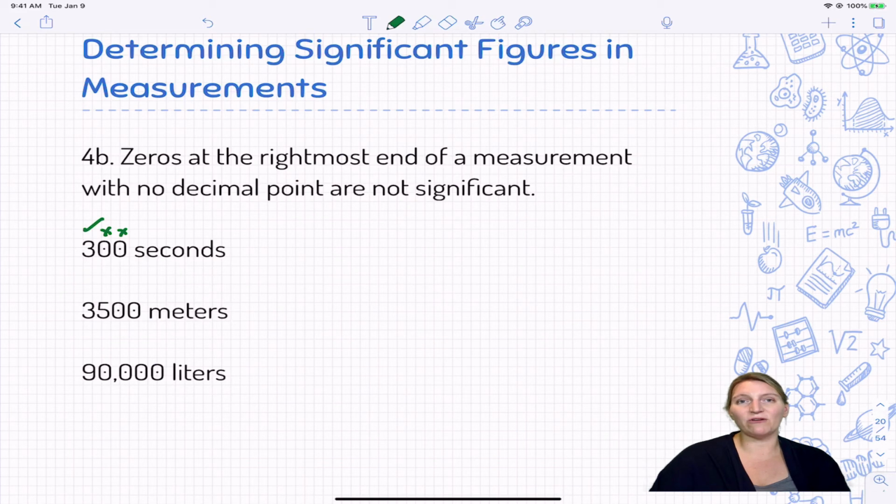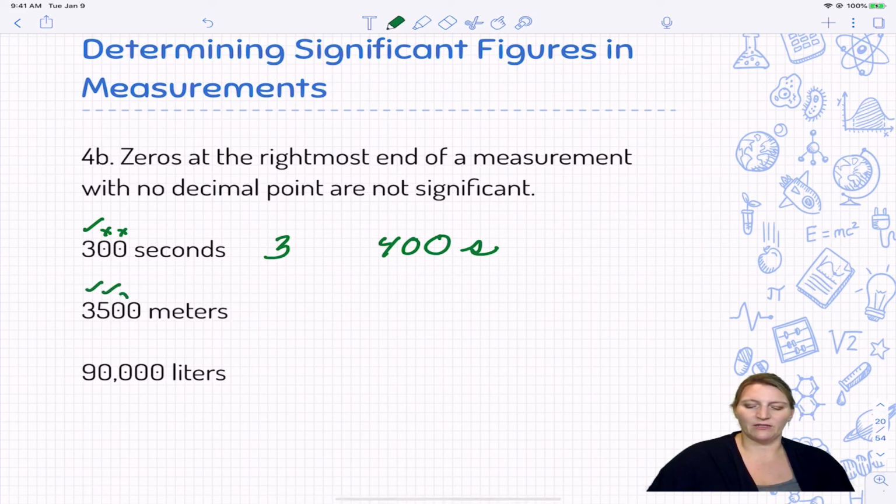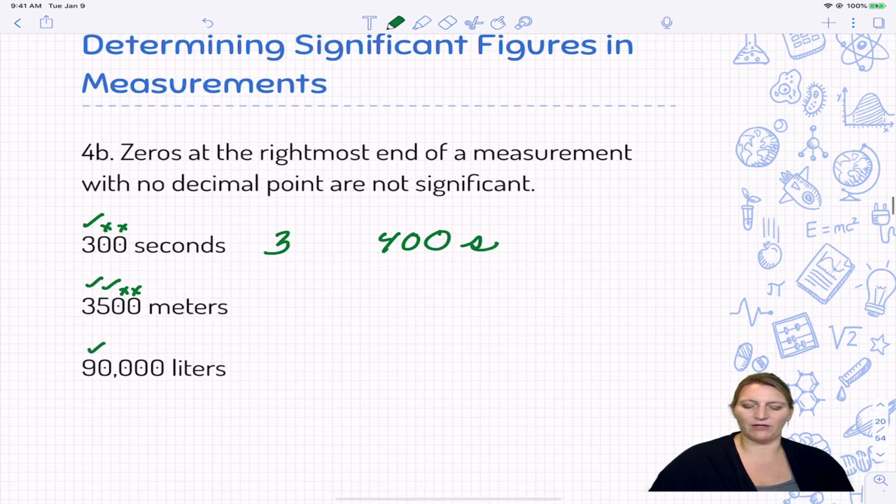Again, it doesn't mean that they're not important. 300 without those zeros is just 3. What this is telling us is what was the instrument used to make that measurement? Because this is telling me that the next measurement on, let's say it's a stopwatch, would have been 400 seconds. Those zeros are not measured. They're there as placeholders to make that 3 stand for 300. Again, zeros at the end, but there's no decimal place. Zeros at the end, there is no decimal point, I should say.